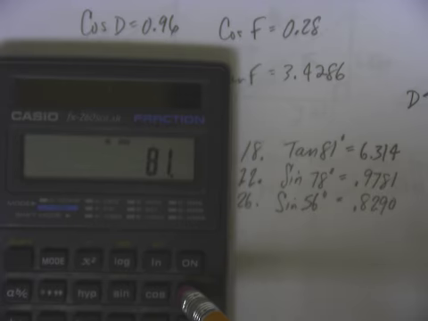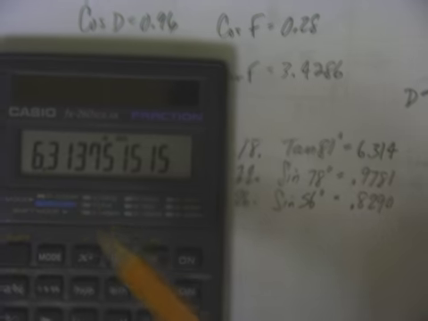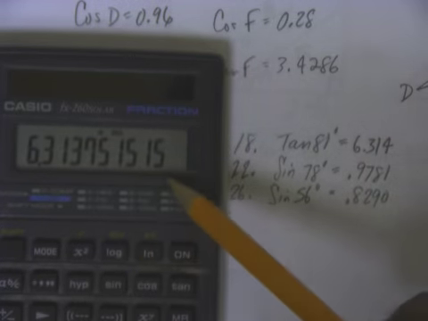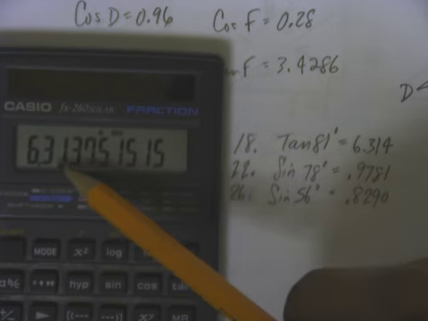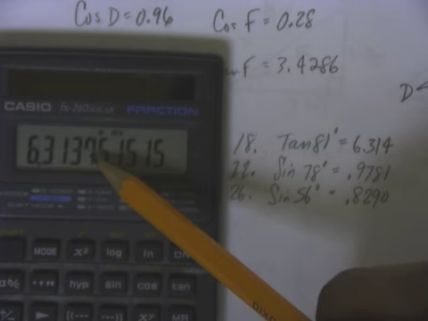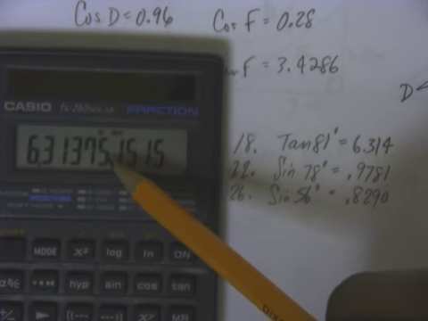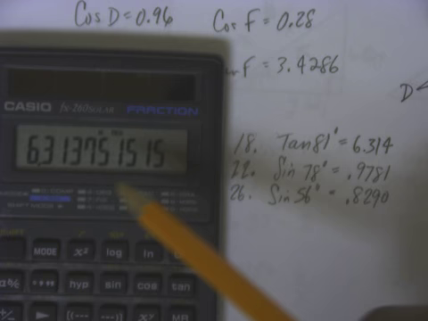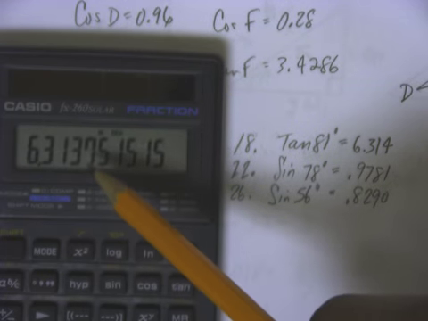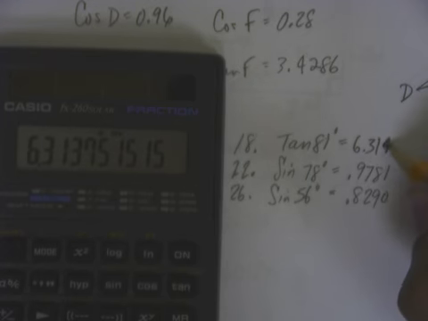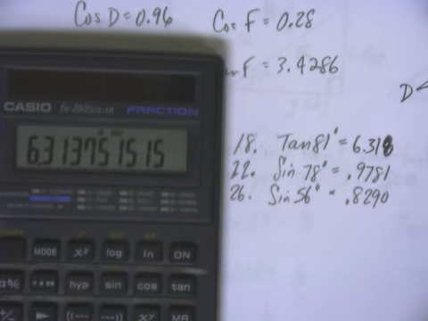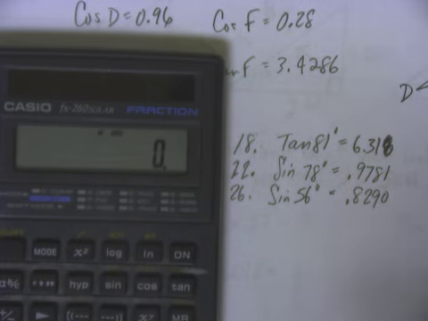For number 18, they're asking for the tangent of 81 degrees. Well, here's 81. I hit the tangent button, and I get 6.313 and some more decimals here. Remember that I want to go to 4 decimal places, right? So 1, 2, 3, 4. This is a 7. The next number is a 5. So that makes this 7 become an 8. So this should really be 6.3138. That should be an 8 there.